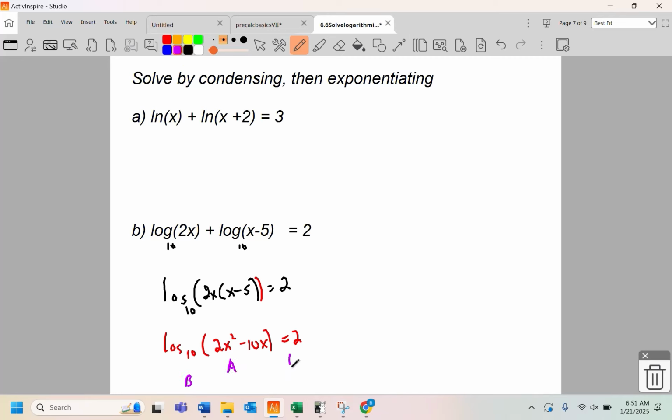Base, argument, exponent. All right. 10 squared equals 2x squared minus 10x. And 10 squared will yield 100. We'll shift that 100 over. We'll attempt to factor, but we'll pull a 2 at least.